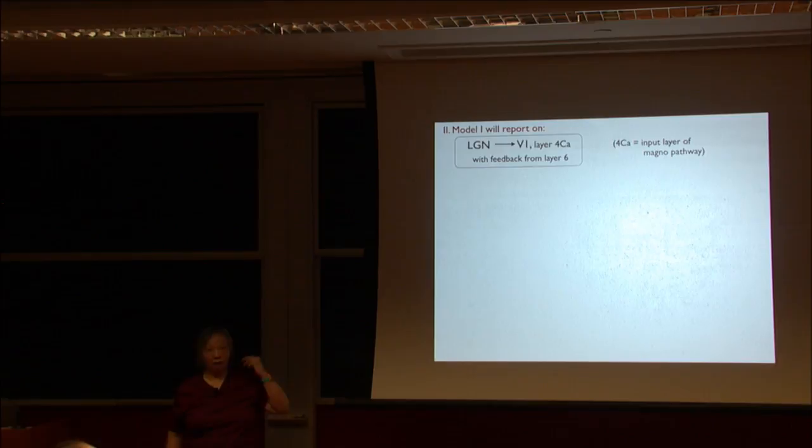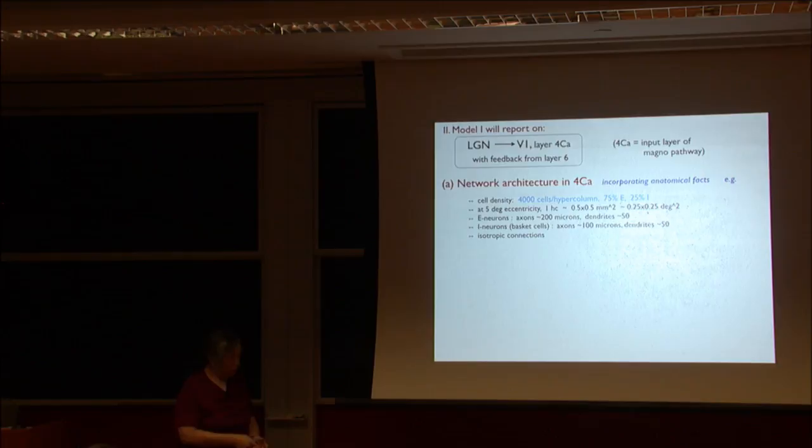This one is relatively simple because, if you look at that picture from the last page, the main thing that feeds back to it is layer 6. Layer 6 collects a lot of information from different parts of V1 and then feeds it back. People used to think that it's unimportant, but more and more they realize that it actually has very strong modulatory effects on what goes on. So my model will only have three components: the LGN, the input layer to V1, and layer 6. And this is part of the magno pathway.